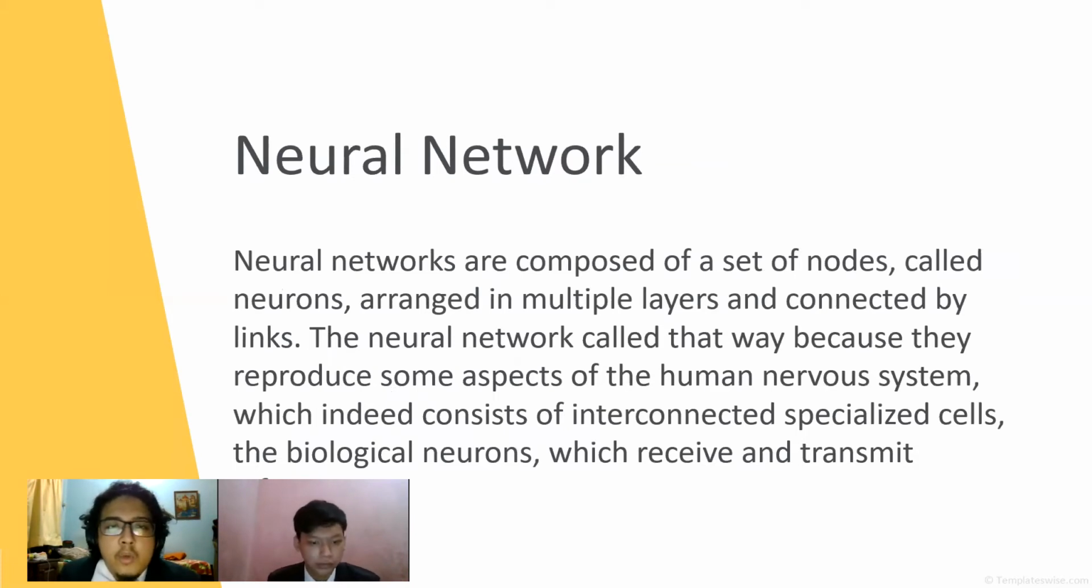So neural networks are composed of a set of nodes called neurons, arranged in multiple layers and connected by links. Neural networks are called that way because they reproduce some aspects of the human nervous system, which indeed consists of interconnected cells, the biological neurons, which receive and transmit signals through connections.